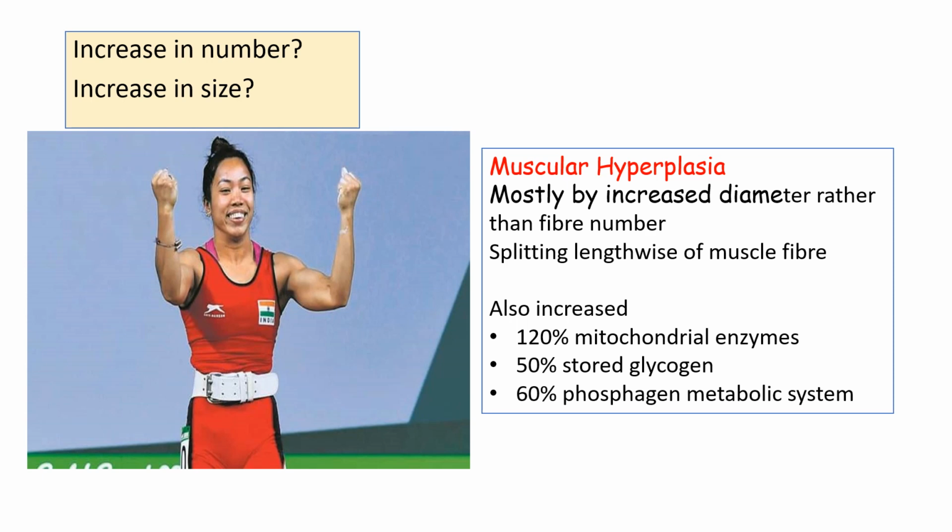So this increase is also accompanied by an increase in the enzymes, the glycogen store, and the phosphagen system. Why? Because the capacities of both anaerobic and aerobic metabolism are also increased with an increase in the diameter of the muscle.